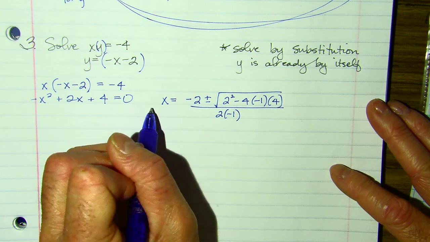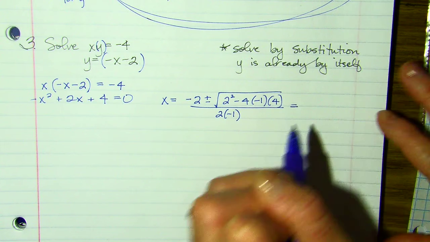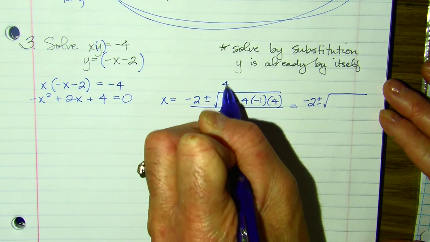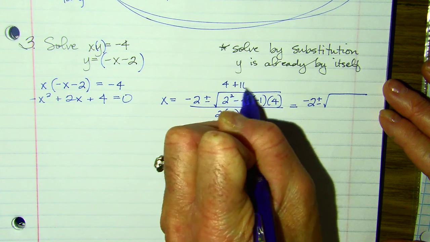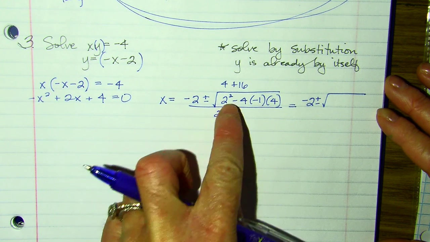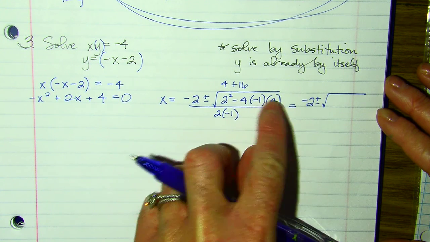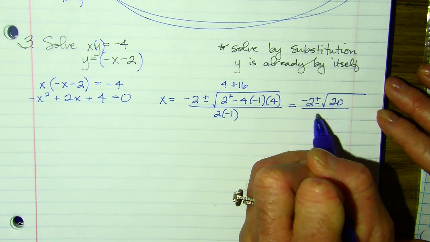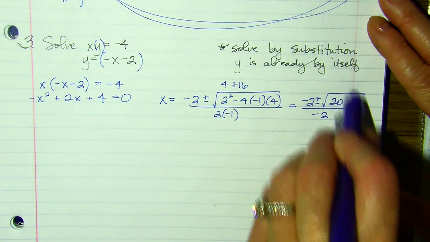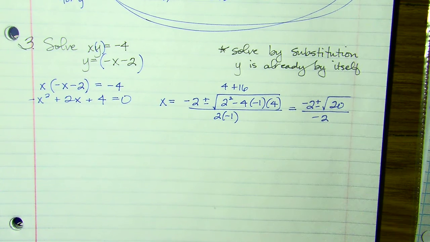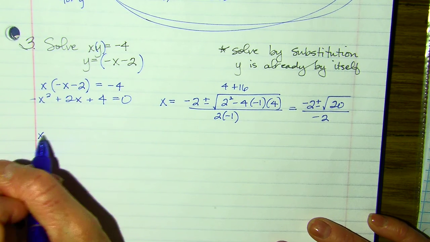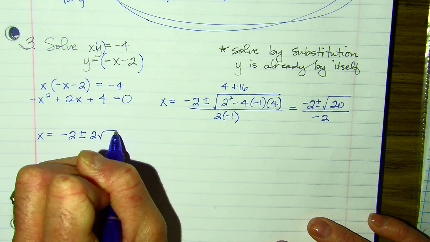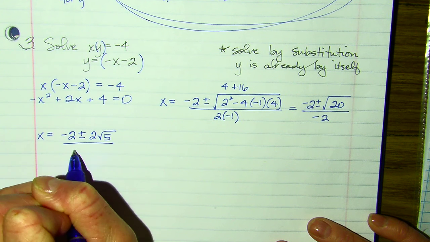That gives me -2 plus or minus the square root. This would be 4 plus 16, right? -4 times -1 is 4. 4 times 4 is positive 16. So that would give me the square root of 20 all over -2. Sorry, I'm going to erase that. So x equals -2 plus or minus 2 root 5 over -2.